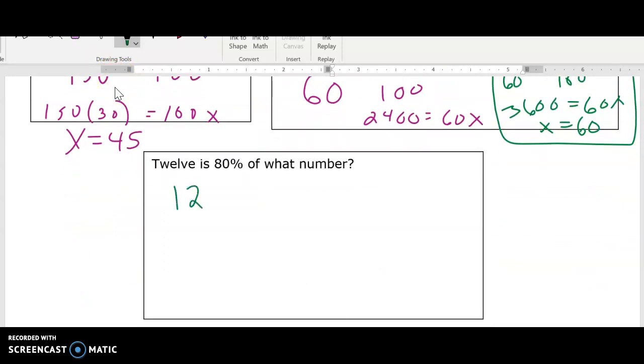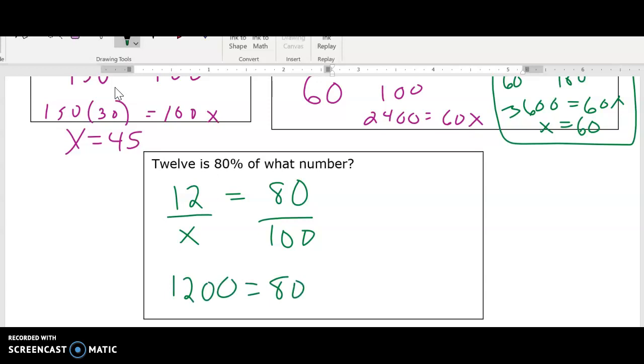12 is 80% of what number? Okay, so this is 1200 equals 80x. Divide both sides by 80. X equals 15.